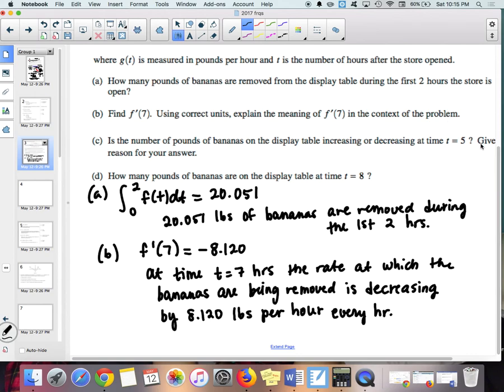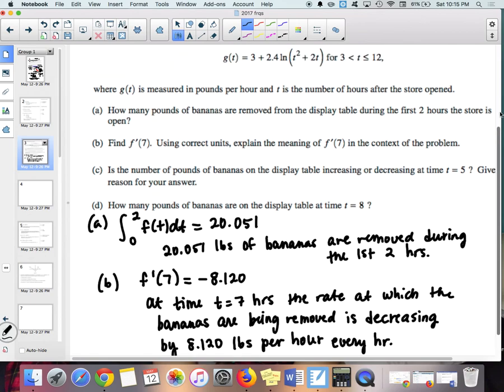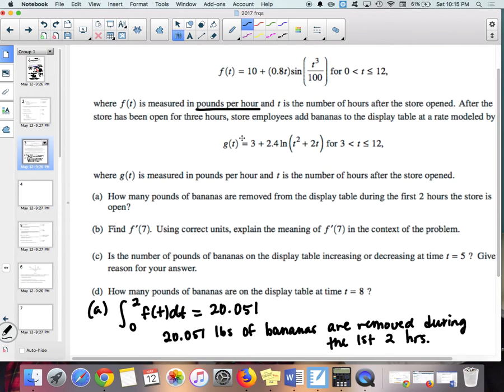Okay, so that's a tricky one. So C: is the number of pounds of bananas on the display table increasing or decreasing at time 5? At time 5, our bananas are being removed, but the store is also adding bananas at that point. So we need to know if our f of t is being outweighed by this g of t. We want to know what happens when we subtract these two.